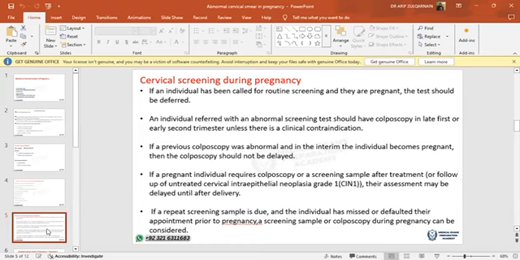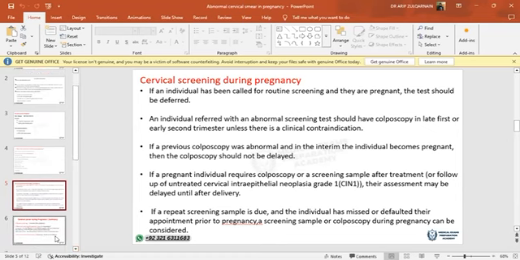Then if a repeat screening sample is due and the individual has missed or defaulted their appointment prior to pregnancy, then a screening sample or colposcopy during pregnancy can be considered. So if the patient has already missed the appointment or defaulted, then you can consider the screening or the colposcopy during the pregnancy.